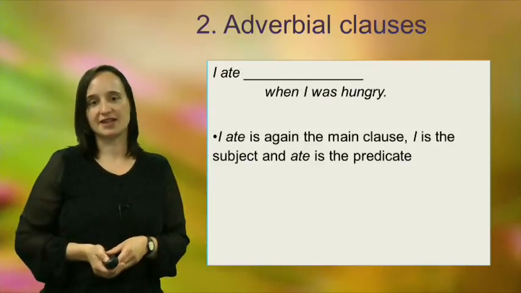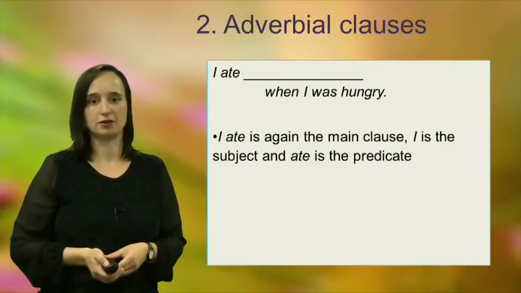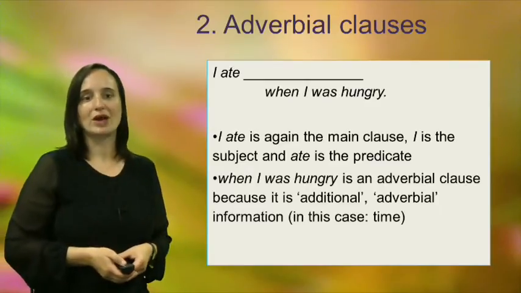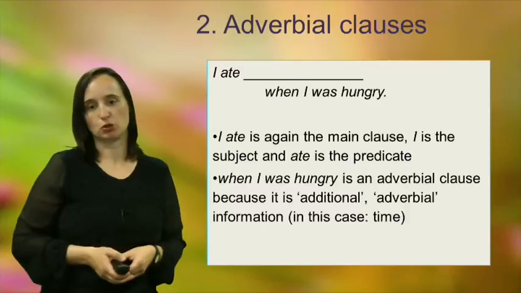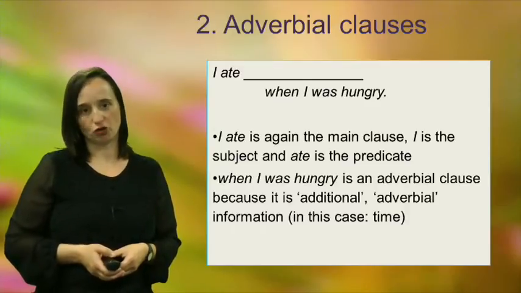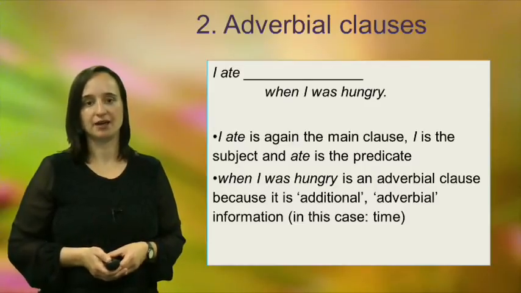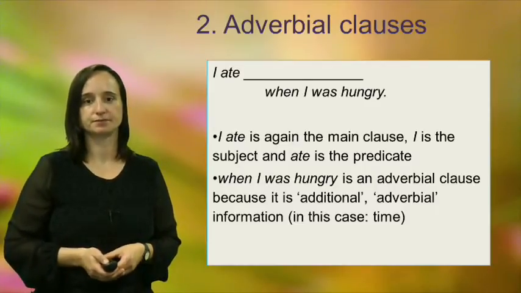Okay, so in this case, again, I ate is our main clause, and it consists of a subject and a predicate. And we've got when I was hungry as our subordinate clause, giving additional or adverbial information. And in this case, the information is about time, the timing of my eating.